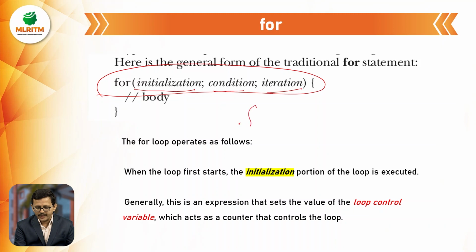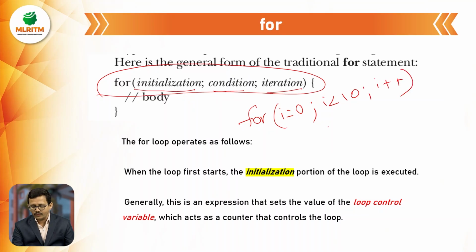For example, for i is equal to 0, i less than 10, i plus plus. This is an example of a for statement. What we have here is initialization, i is equal to 0, that means we are setting the initial value of i. Next, i less than 10, this is your condition, the value is less than 10. Then iteration, we have i plus plus or i minus minus.